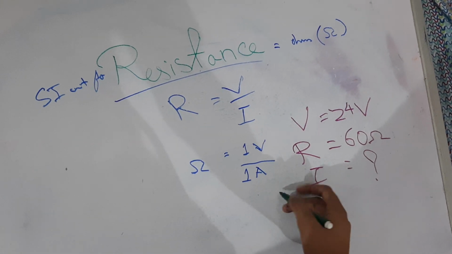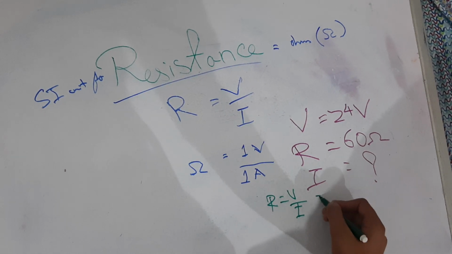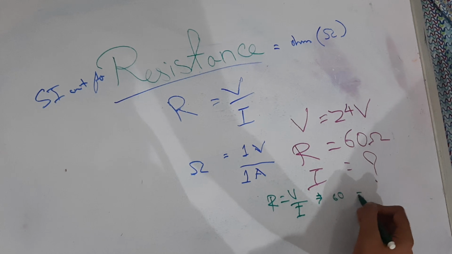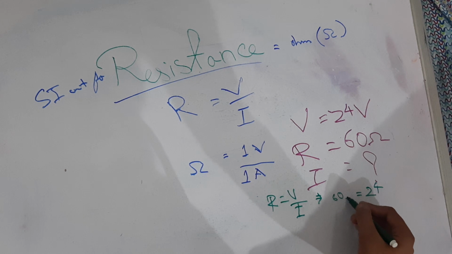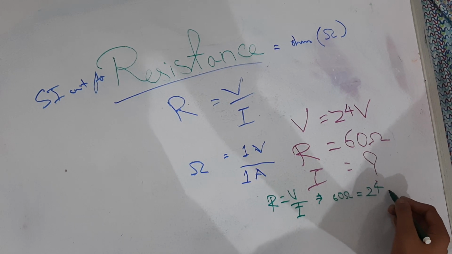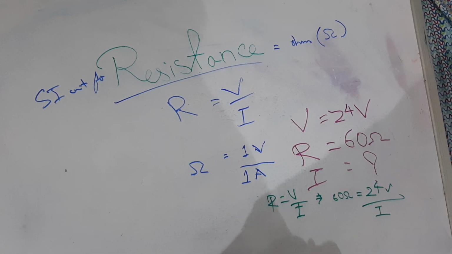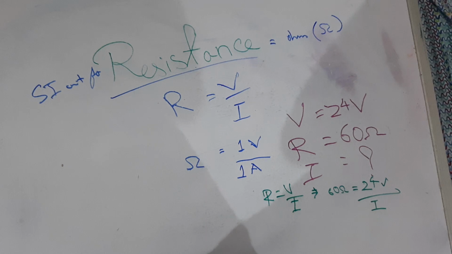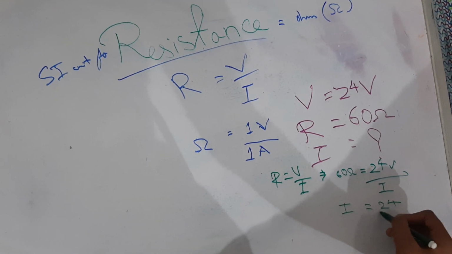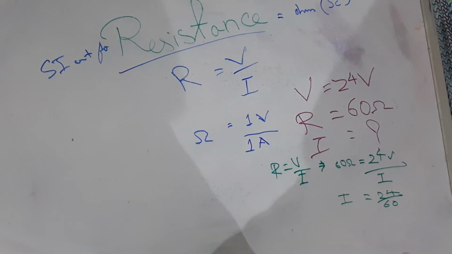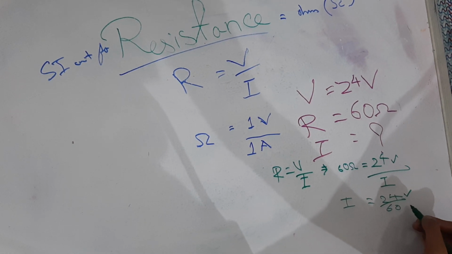So let's write it. Resistance is equal to V by I, as we know. Resistance is given as 60 ohms. V, the potential difference, is given as 24 volts. Let's give its SI unit to it. Here it is 24 volts by I, which we don't know. Now I is equal to 24 by 60, 24 volts by 60 ohms.